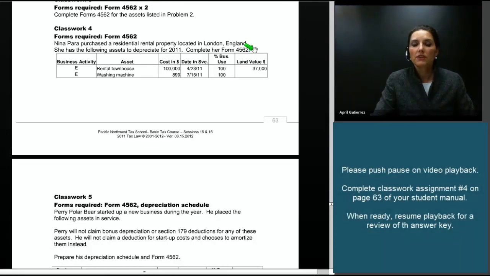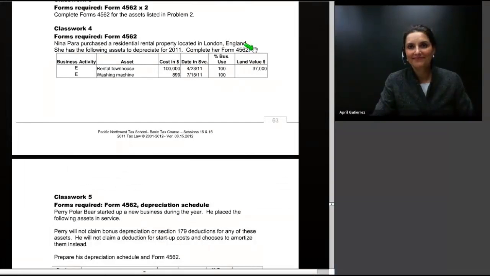Please push pause on video playback and complete classwork assignment number 4. When you are ready, resume video playback for a review of the answer key.